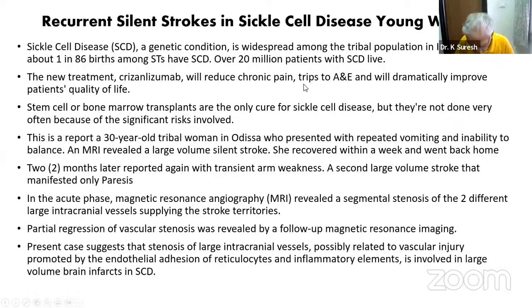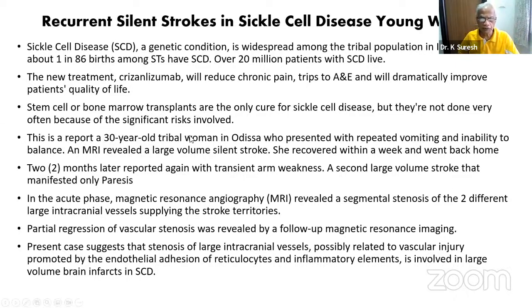Another risk factor is sickle cell anemia in countries like India. As you know, we have 1 in 86 births among the ST population who are born with sickle cell disease. The country has roughly about 20 million patients at any given time. Though there is a treatment recently which is helpful, the permanent treatment is only stem cell or bone marrow transplantation.